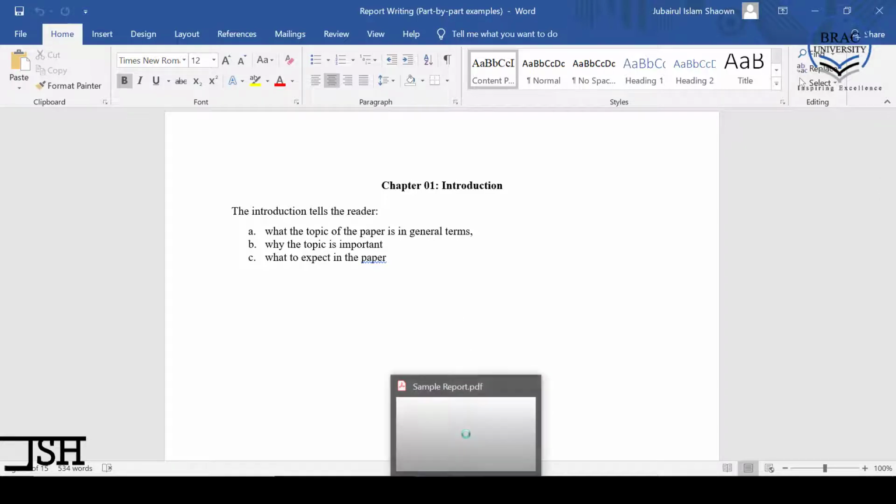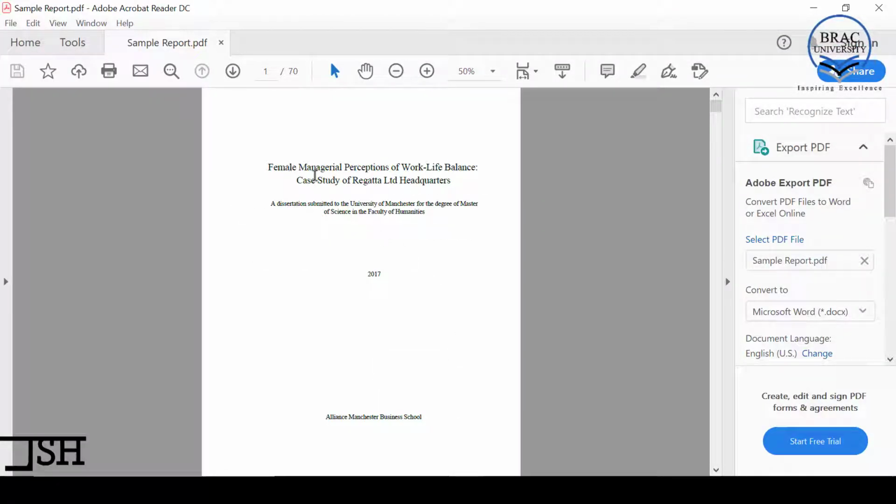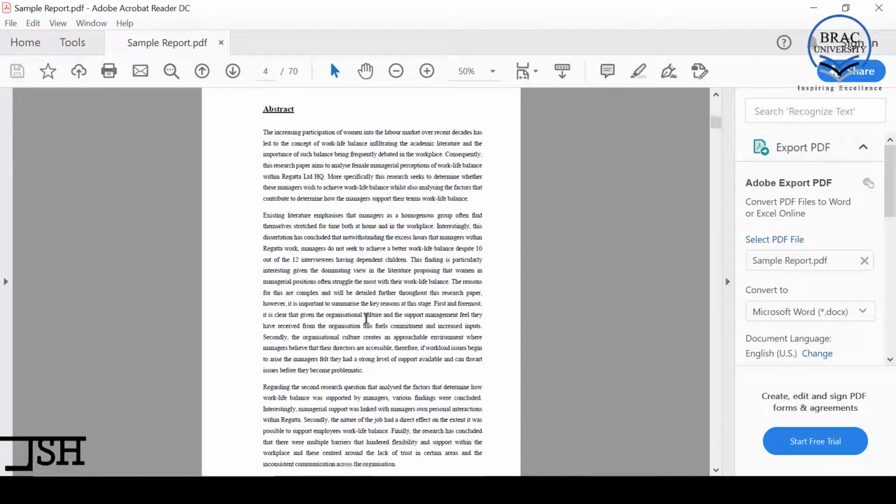Now for your convenience, I have a sample report here. Let me go there. This is the topic of the report, Female Managerial Perceptions of Work-Life Balance, case study of Regatta Limited headquarters. Just a disclaimer, this is not my report, this is not what I have done. Alright, so I'm going to show you how to write an introduction here.